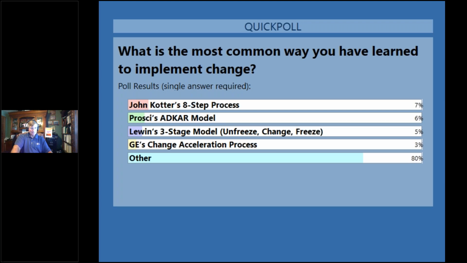I'm so sorry. We have 7% at the John Kotter model, 6% at the Prosci ADKAR model, 5% at Lewin's three-stage model, and 3% at the GE change acceleration process, and 80% at other, with 70% of the audience voting.